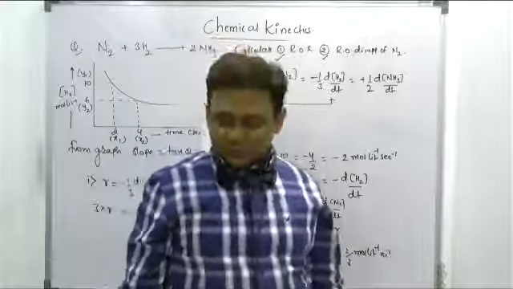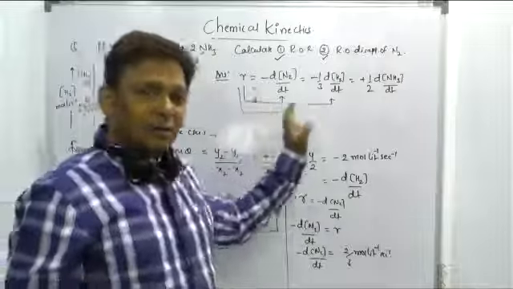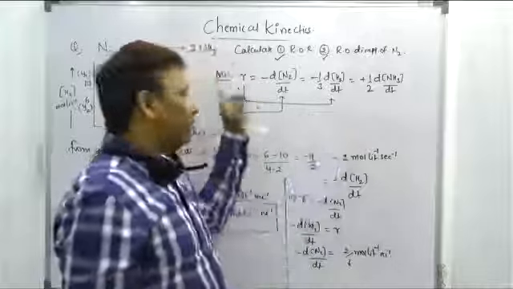Right? This is a small problem I did for you, beta, based on the graphical method, showing how to find out the disappearance and formation of the reactant and product with respect to the rate of reaction.